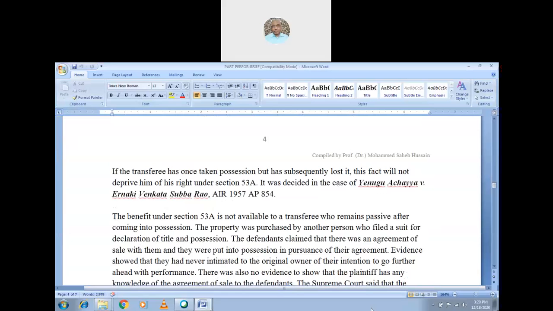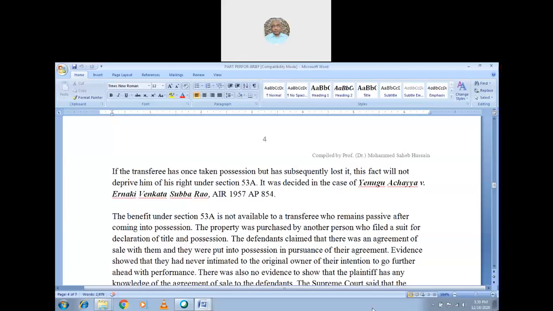If the transferee has once taken possession but has subsequently lost it, this fact will not deprive him of his right under Section 53A. So once the possession is there, but later on he lost it, it doesn't matter. It was decided in the case of Yenugu Acharya versus Ernaki Venkata Subbarao, AIR 1957 Andhra Pradesh 854. That means whether Section 53A is applicable or not applicable.